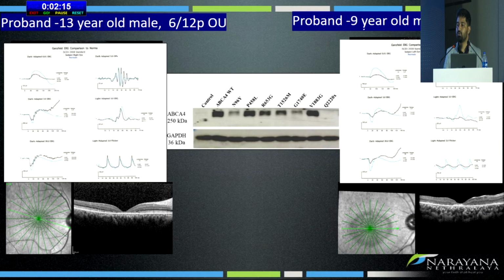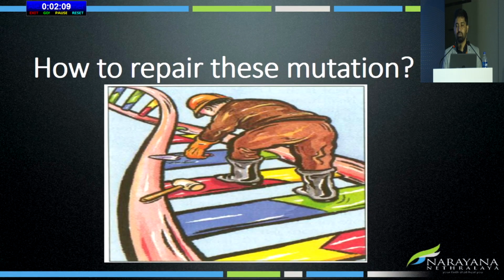Even the ERG was telling the same story. The first patient's full-field ERG was normal. The second patient, though the child is 9 years old, had severe rod-cone dysfunction. So how to repair this mutation?